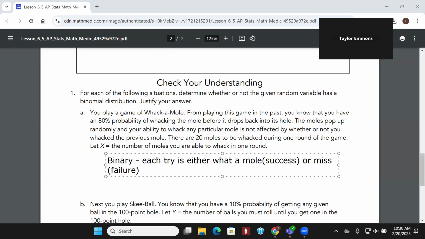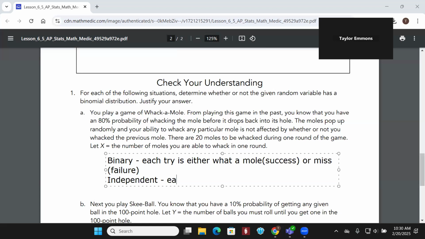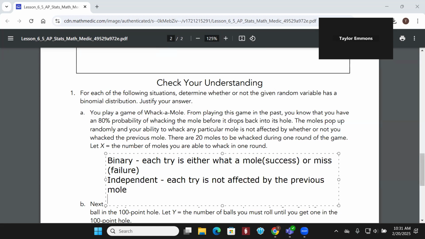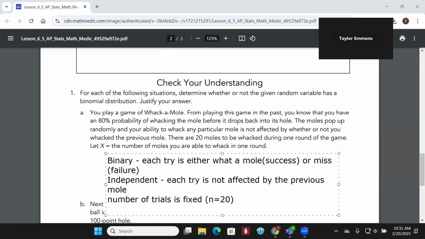Okay. Each time you try, it's not impacted by the previous one, theoretically, right? We're excluding feelings on this. Like, you're not going to get mad, oh my God, I didn't hit it. So each try is not affected by the previous mole. Okay. Number of trials is fixed. How many trials do we have? So n equals 20. And same probability of success for each trial, which is P equals 0.8. Good? That is an FRQ on your test. That's part of it. Yeah?